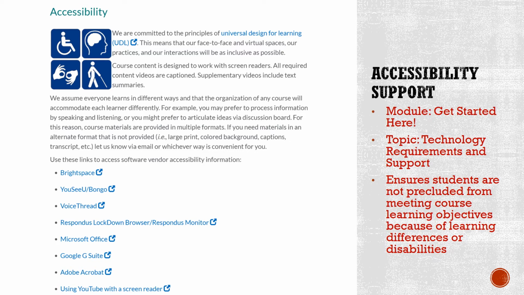Let's take a look at how accessibility support is presented in the hashtag Lex course. This screenshot is also from the Technology Requirements and Support topic in the Get Started Here module. You can see that there is information and links to resources that can be helpful to our learners who require an accommodation to address a learning difference or a disability. The purpose that this information serves here and in your course is to ensure that students are not precluded from engaging with course elements and meeting course objectives because of learning differences or disabilities.